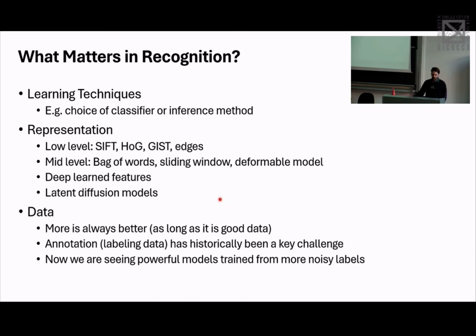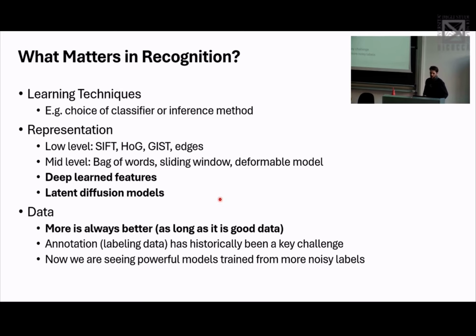Now, what are the things that matter here in recognition? The choice of the classifier method, the deep learned features, and the data, where we used to say that more is always better as long as it was good. We will see in the next lecture how we can go to the next level by doing away with labels, because there's only a certain level of accuracy that you can get on labels and a certain amount of labels that you can get. Indeed, we are seeing more powerful models trained for noisy labels.